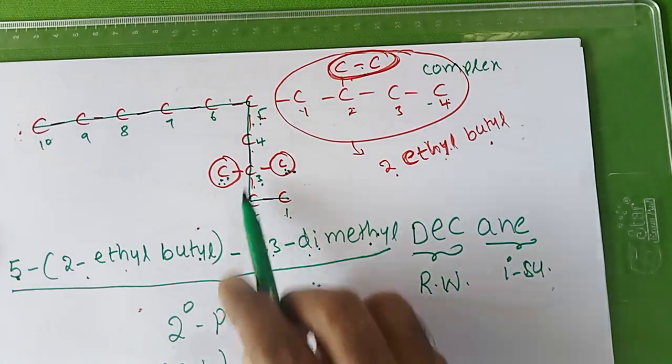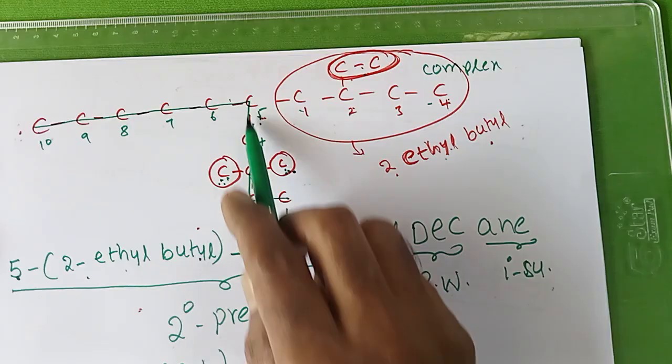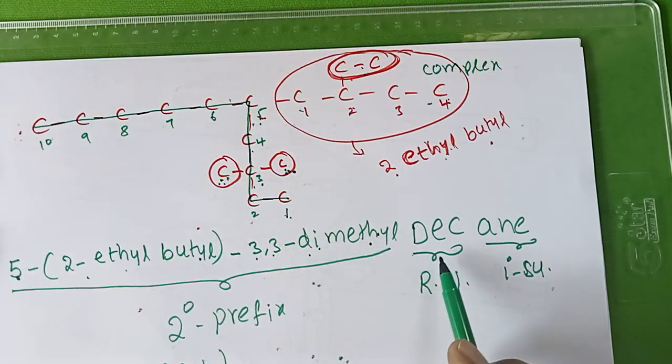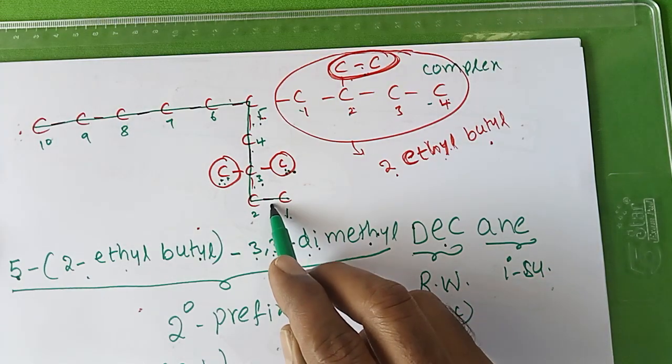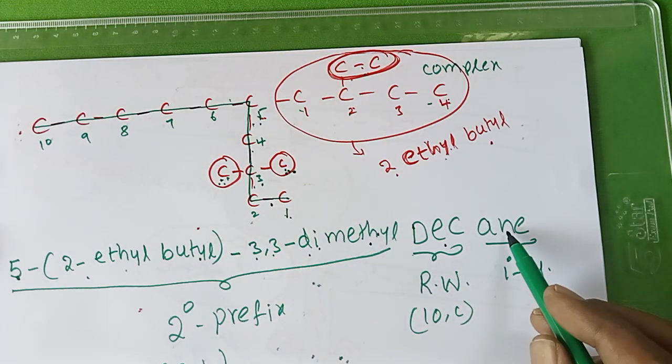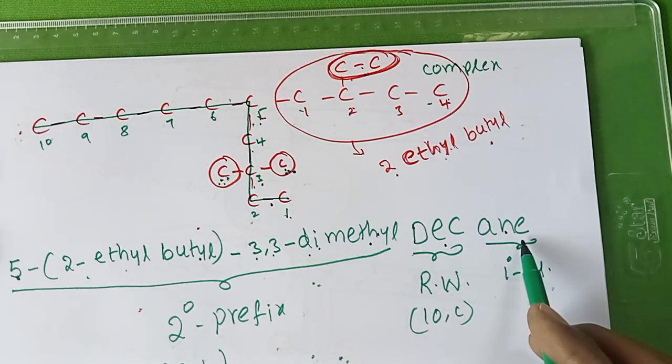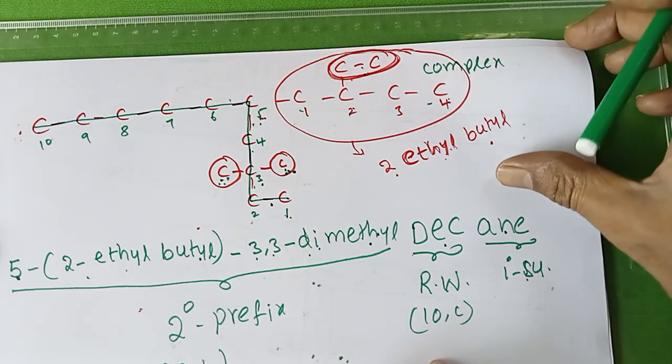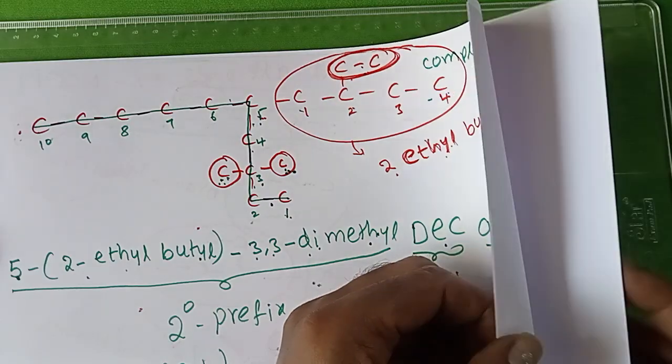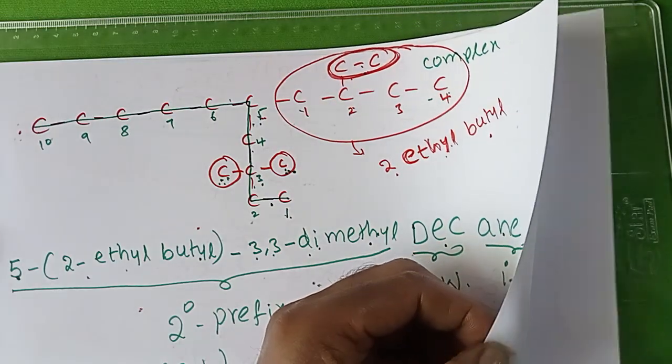Next, total parent chain carbons. Number of carbon atoms: 10. So 10 carbons, root word dec. And all are single bonds, so the primary suffix is ane. So decane. This is the first example from NCERT. Alkane.